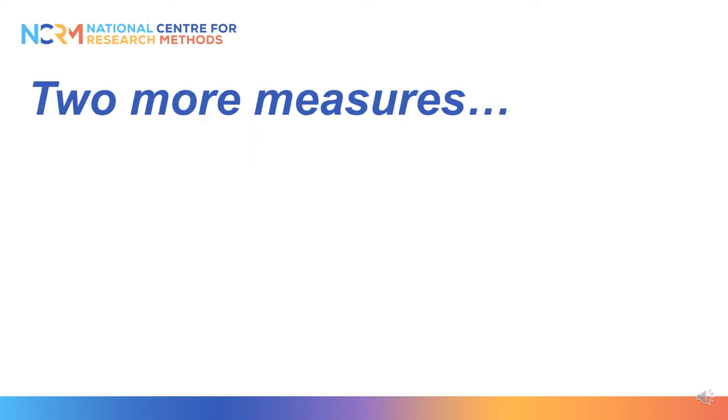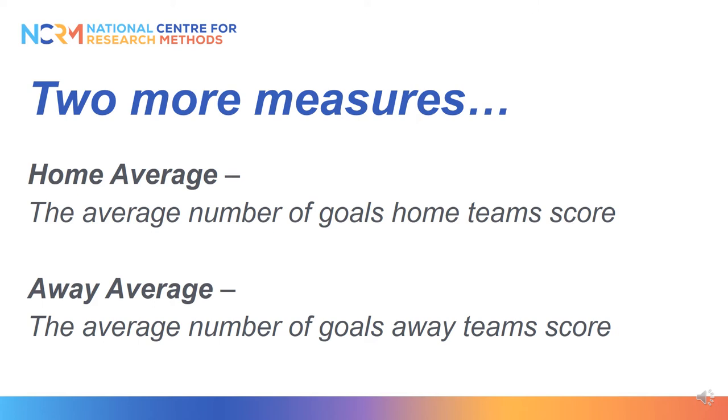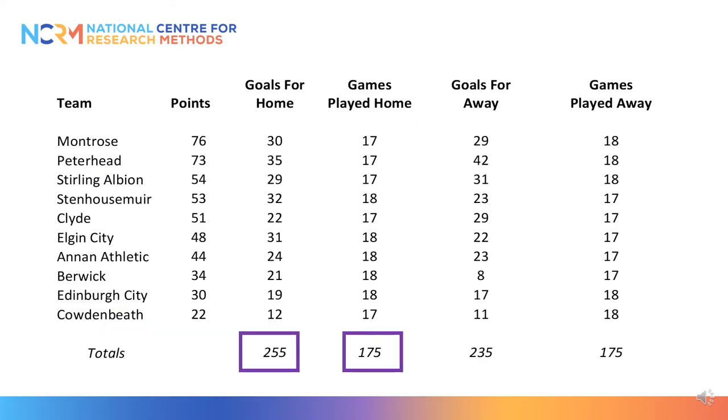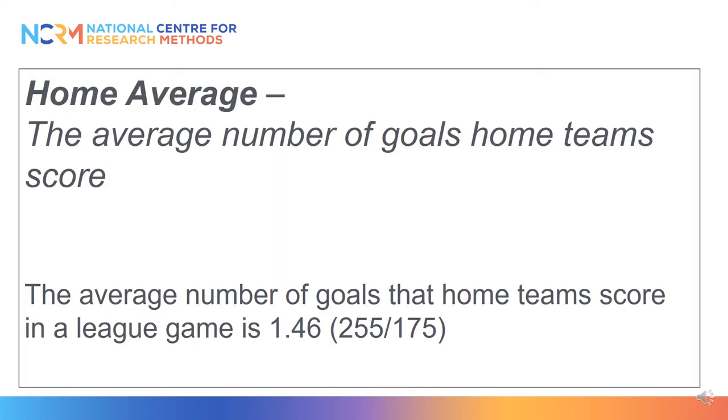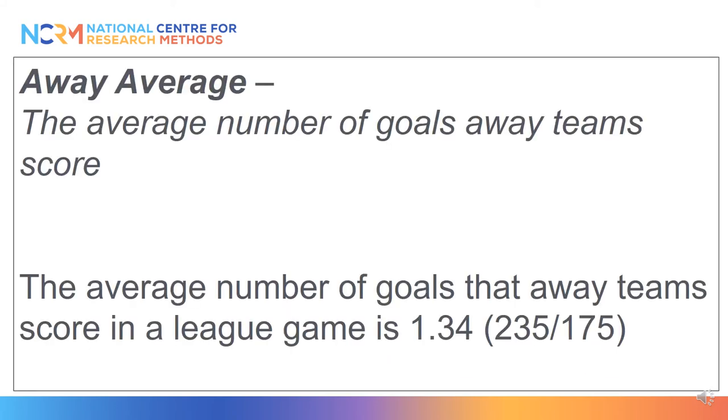There are two more measures that are required. Home average, the average number of goals home teams score. The away average, the average number of goals that away teams score. Teams scored 255 goals out in 175 matches. Therefore, the average number of goals that a home team score in a league game is 1.46, 255 divided by 175. Teams scored 235 goals away from home in 175 games. Therefore, the average number of goals that away teams score in a league is 1.34, 235 over 175.